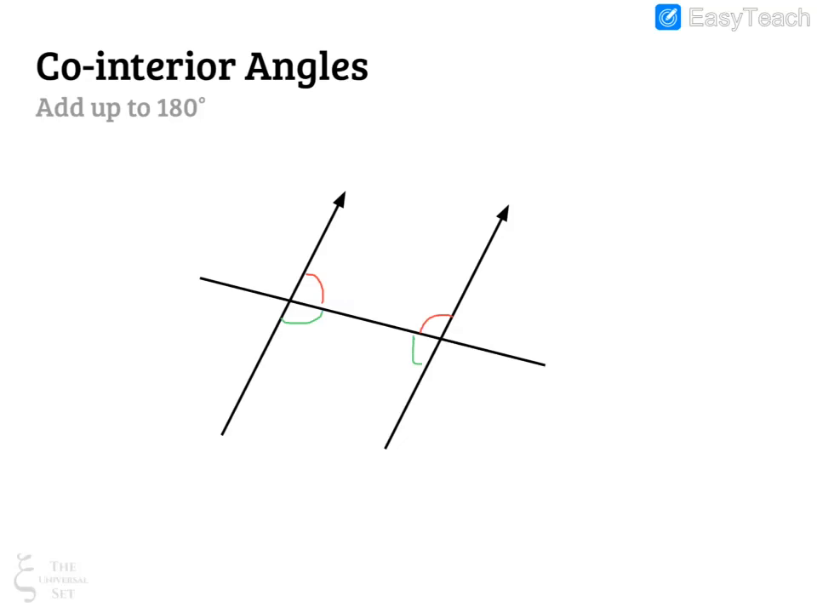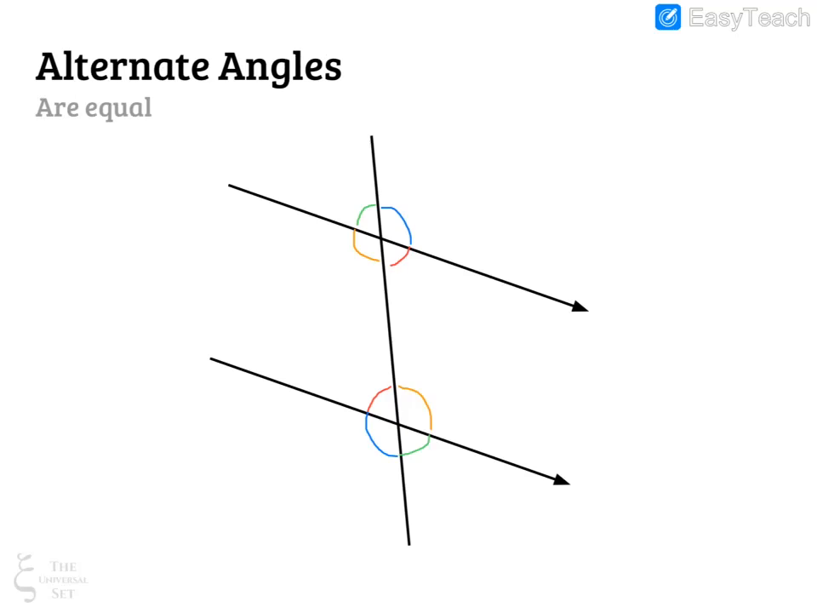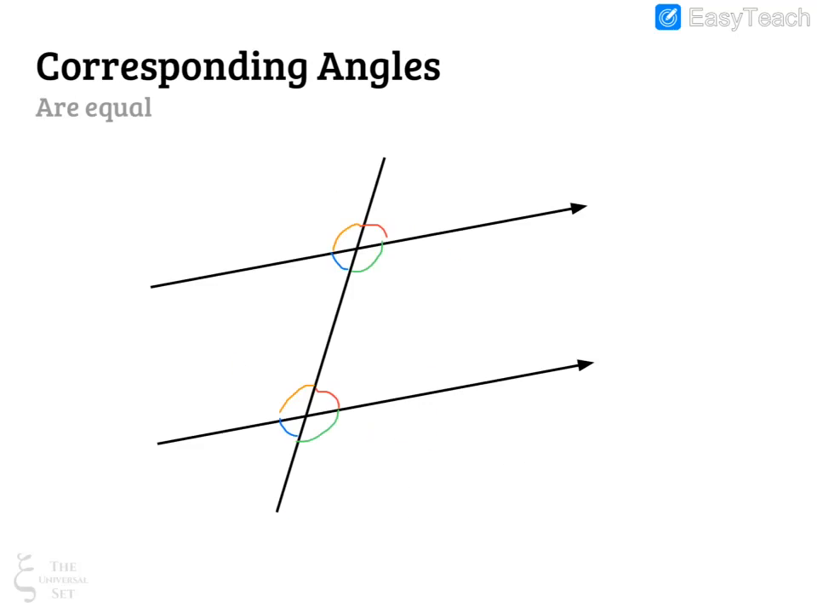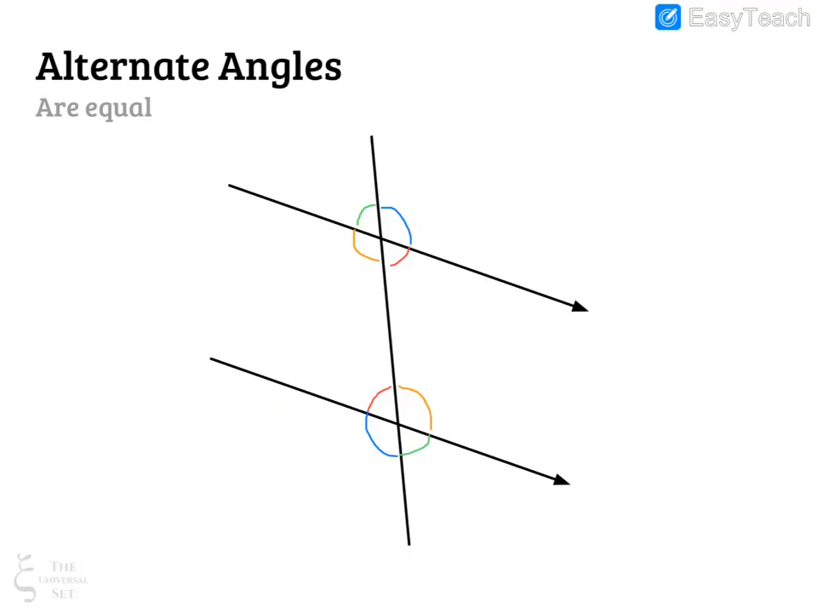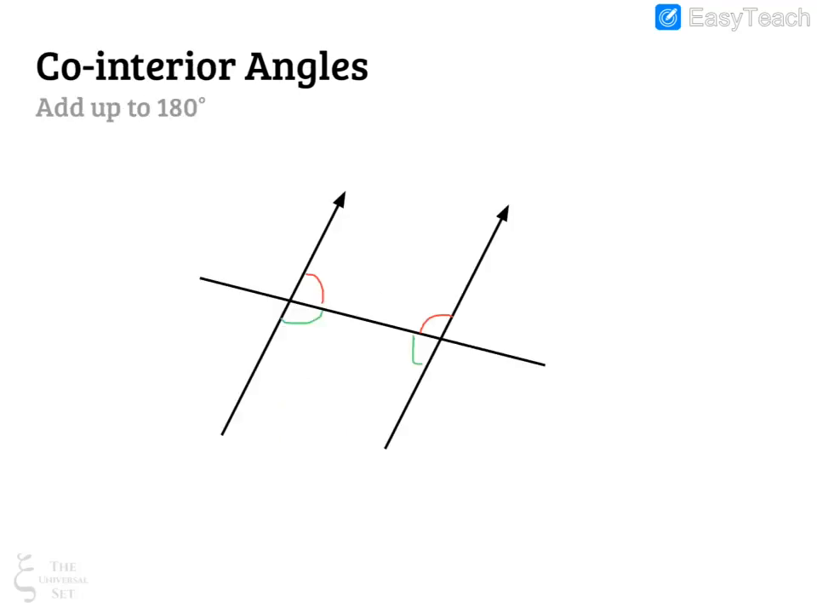So interior, meaning on the inside of my parallel lines rather than the outside, and co, meaning sort of like together. So these are the ones that are together on the inside, and these are the other ones that are together on the inside, and those are going to add up to 180 degrees. So we've got our three rules here. We've got the corresponding angles are always equal. They're in corresponding positions on the two parallel lines. We've got alternate angles are also going to be equal. And we've got these co-interior angles.